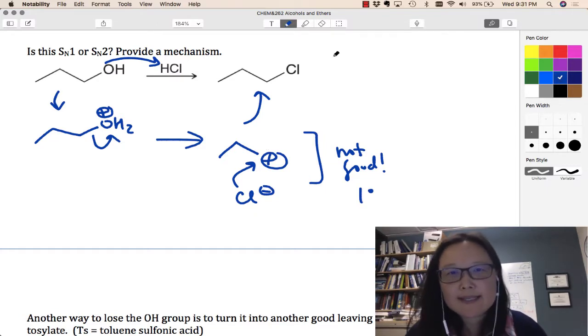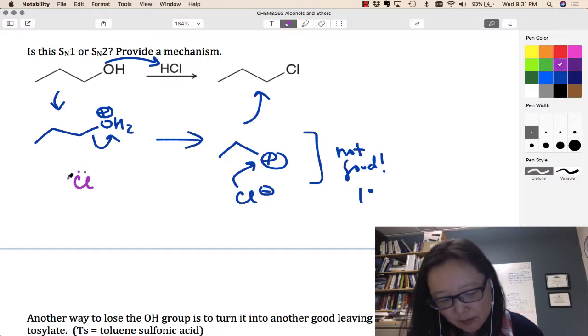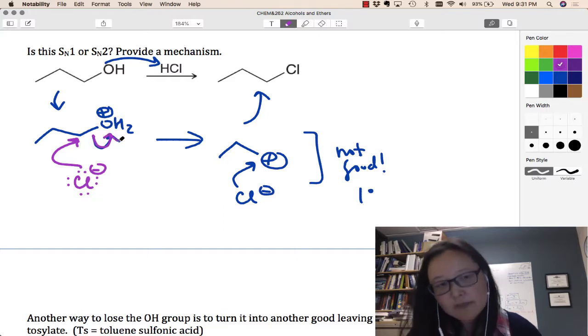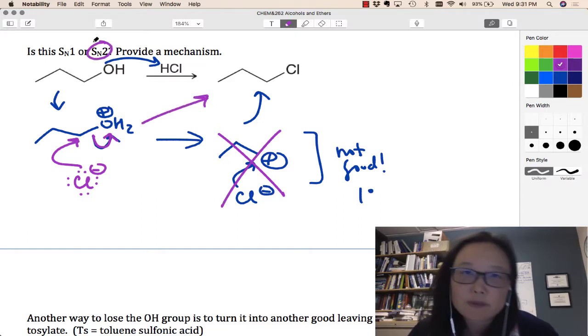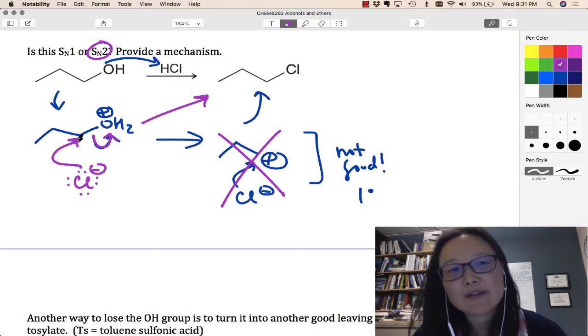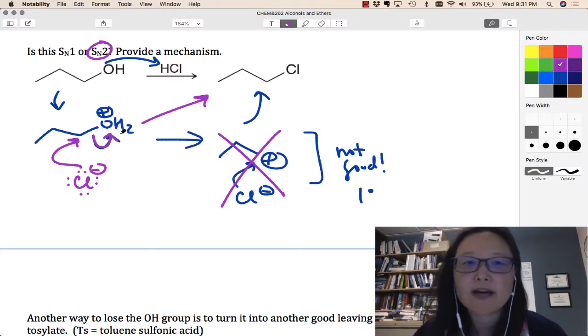So in this case, the better mechanism, I'll do in a different color, would be to use chloride as our nucleophile that's going to attack and release the water at the same time. So once we do that, then I don't need to go through this. I can go directly to that. So this is our SN2 mechanism, which is concerted. Nucleophile attacks as the leaving group leaves, all in one step.